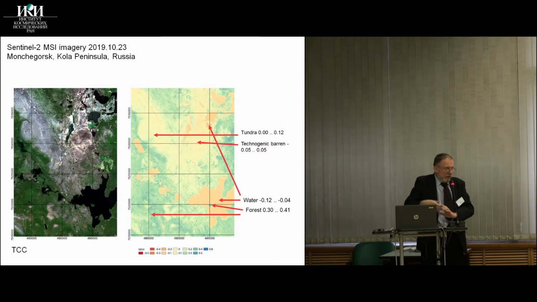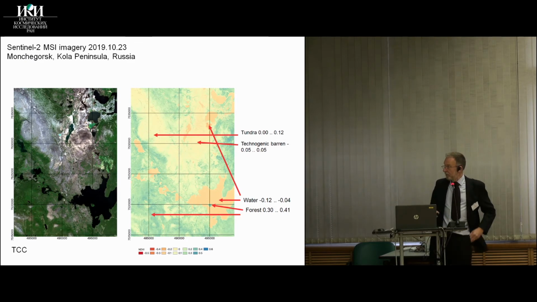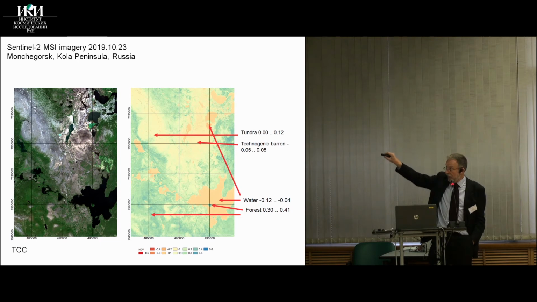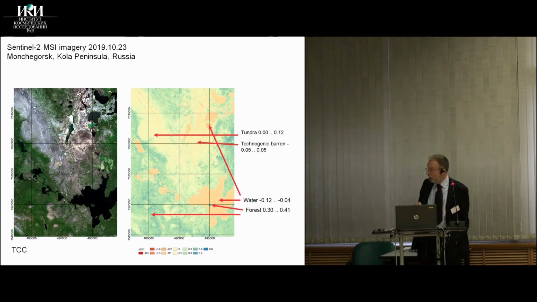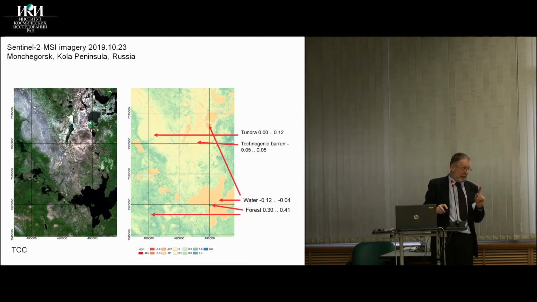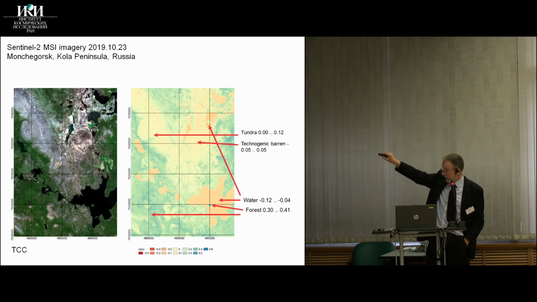So here's an example of that. This is, again, kind of familiar stuff, I think, quite typical. This is a true color image. It's Sentinel-2 imagery from just about 2 weeks ago, 3 weeks ago. This is the area around Montragorsk on the Kola Peninsula. Here is the corresponding NDVI image with a color table applied to it.